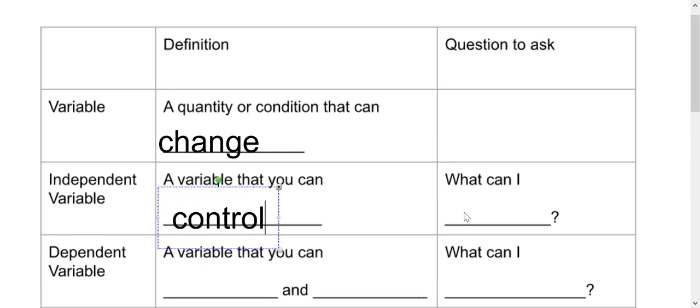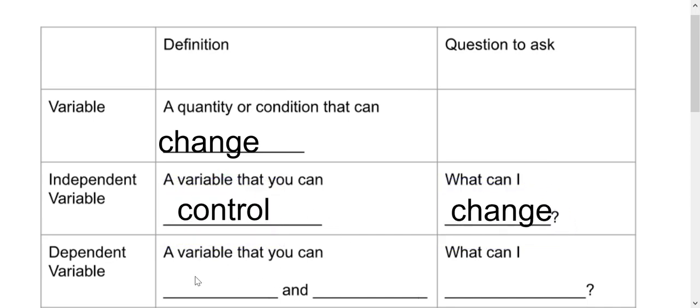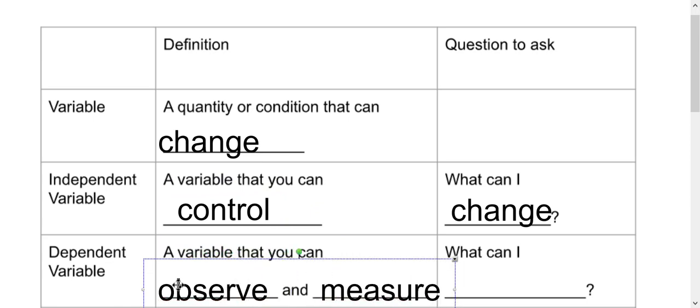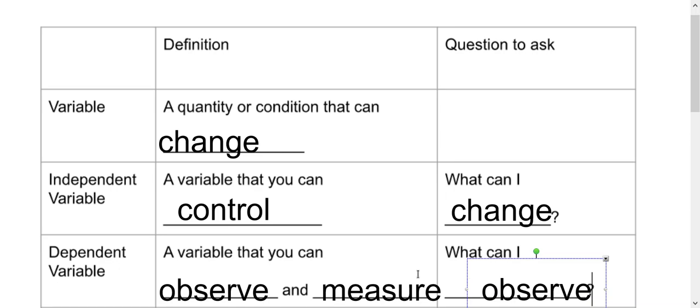Okay, and so you say, what can I change? If you can control it, like days, what can I change? I can change the number of days. What can you control? A dependent variable is a variable that you can observe and measure. So if you can observe and measure it, then it's a dependent, and it's like, what can I observe? What can I see? What can be the outcome?